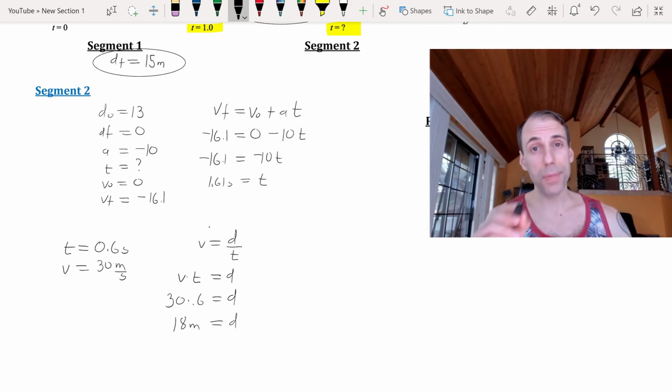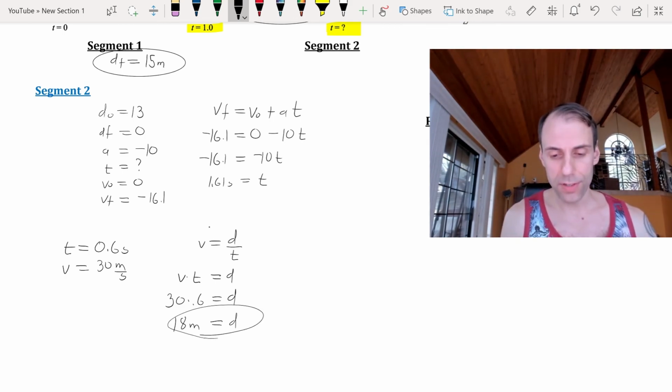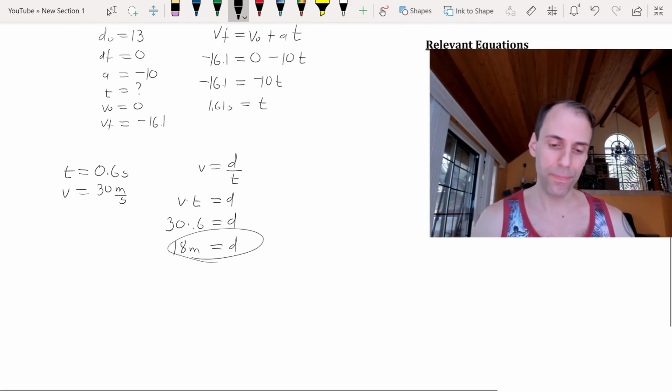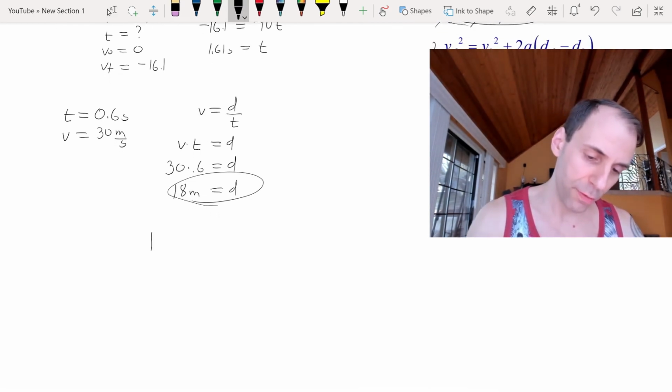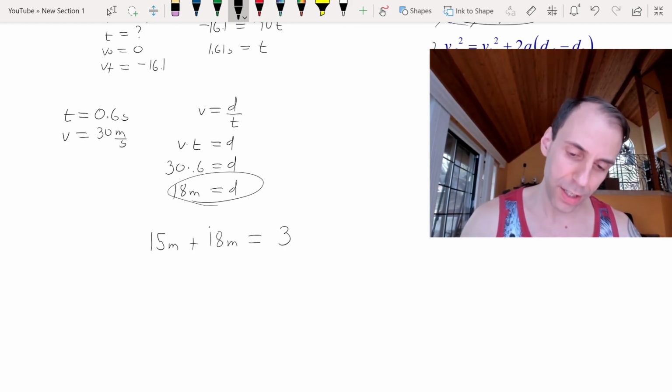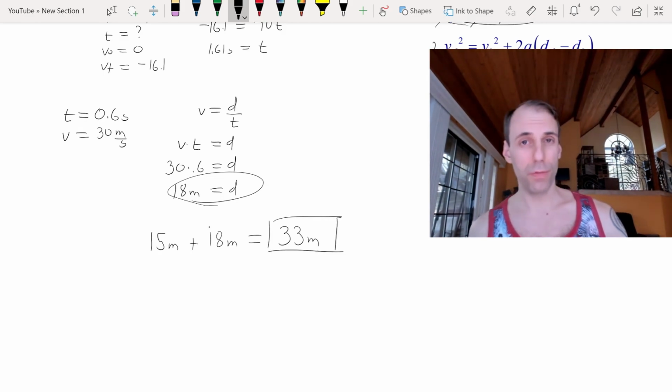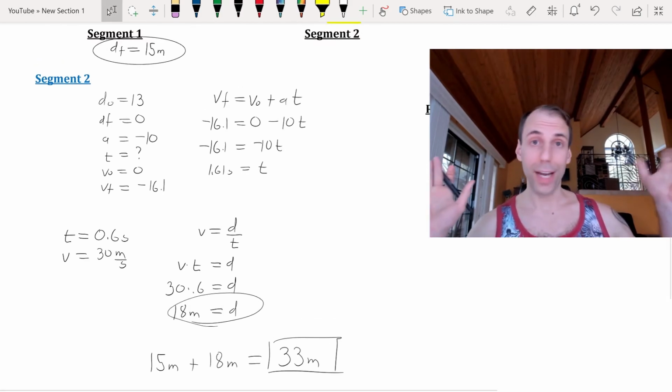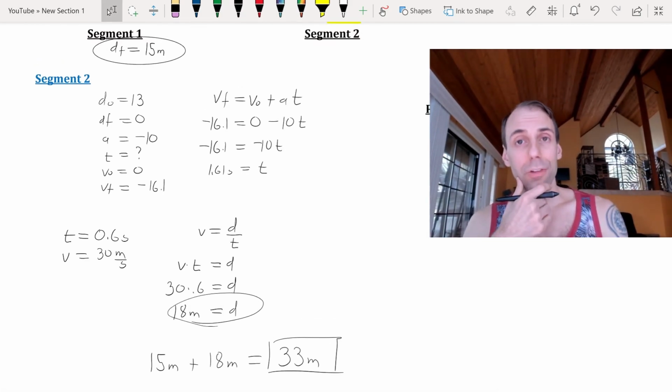But don't stop yet, right? This is just the distance it traveled during the second segment. So we add the two together for our final answer. 15 meters during the first segment. 18 meters when it just coasted, which means the rocket traveled a final distance of 33 meters. Final answer. All right, so I hope that was helpful.